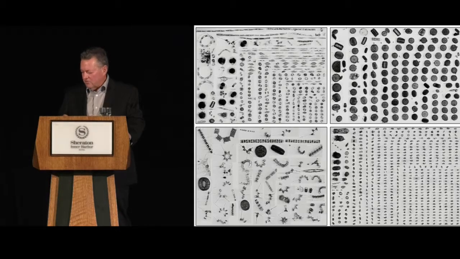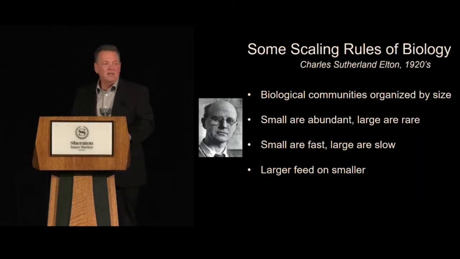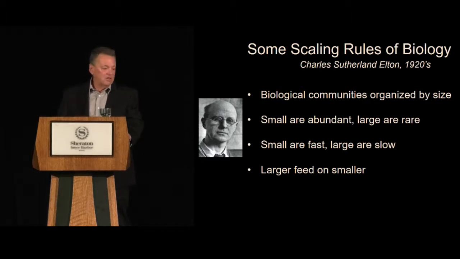And I think the reason for this, the fundamental reason for this, is that organisms and their population dynamics are constrained by fundamental biophysical rules. And we've known this since the beginning of ecology, and we're thinking about work over a century ago by the population biologist Elton, who conceived some fundamental scaling rules of community assembly. So biological communities are organized by size. Small organisms are abundant, large organisms are rare. Small organisms operate fast. For example, they reproduce more quickly than large organisms, and larger organisms feed on smaller.